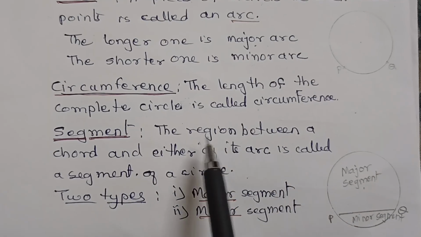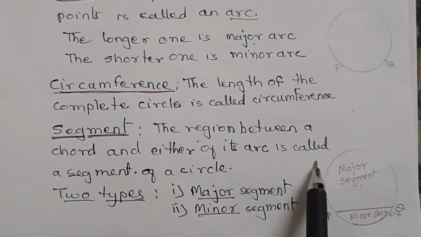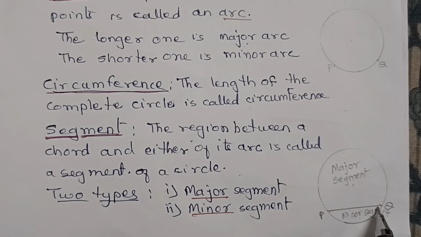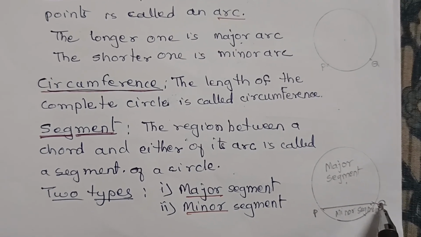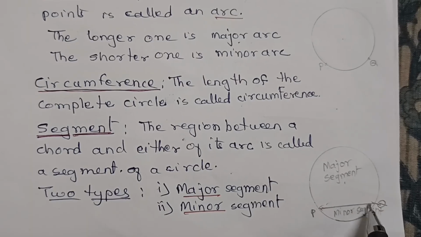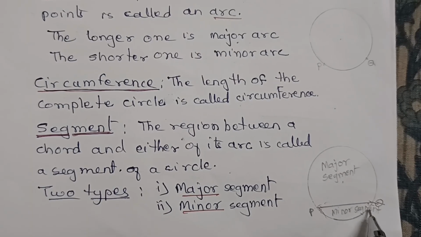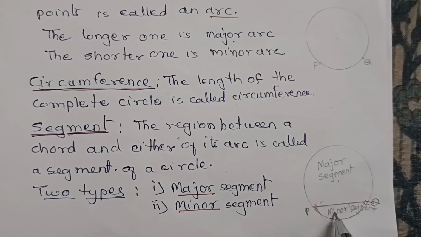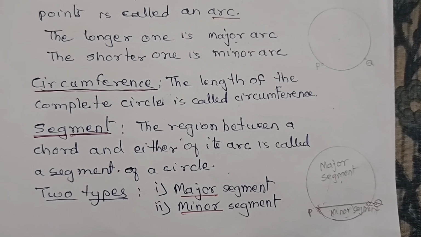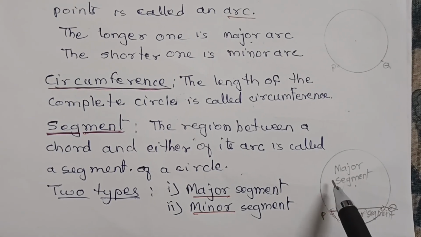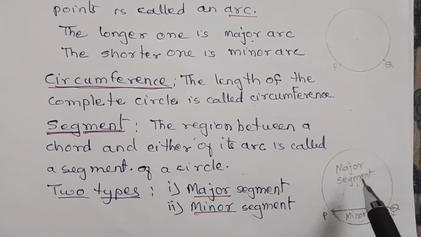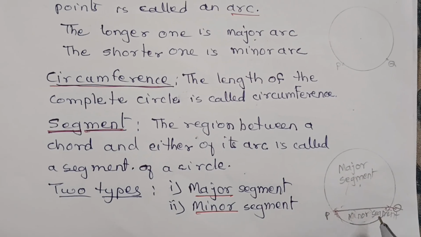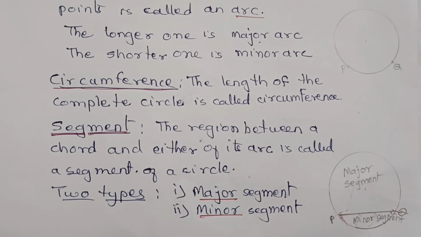Segment. The region between the chord and either of its arcs is called a segment of a circle. A line joining any 2 points of the circle is called a chord. Now the region between the chord and either of its arcs. This is the arc, this is the chord. The region between this, that means this region and this region. The region between the chord and the arc is called a segment. The bigger one is the major segment and this smaller one is the minor segment.